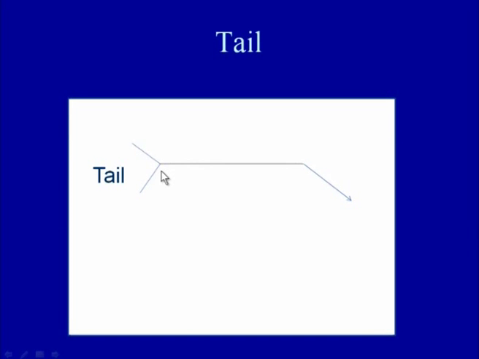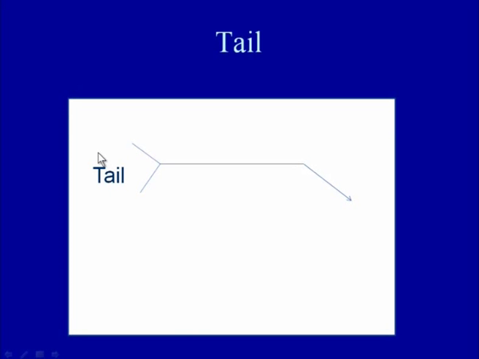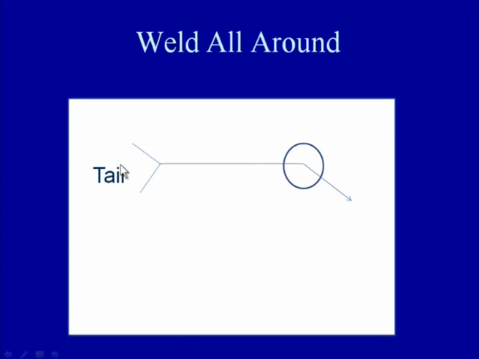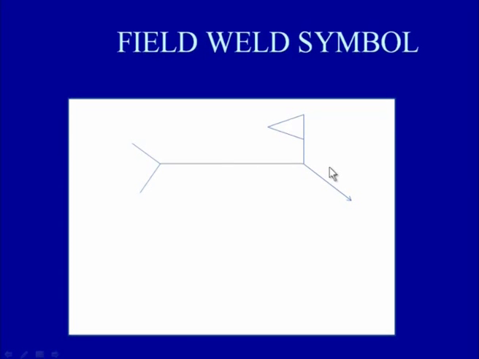Then we make a tail, and the tail will give the information about the welding process and the parameters and the type of weld to be made, like whether the full penetration weld or the partial penetration weld is to be made, and then the circle at the junction between the reference line and arrow line shows that weld all around is to be made, and the flag at the junction between the reference line and the arrow line indicates that weld is to be made in the field.